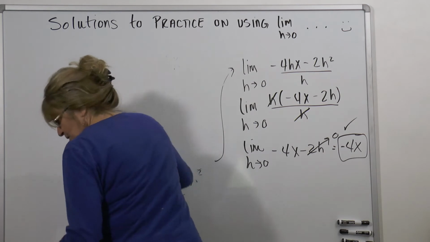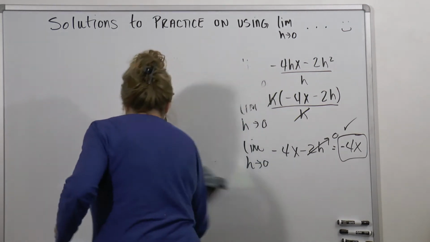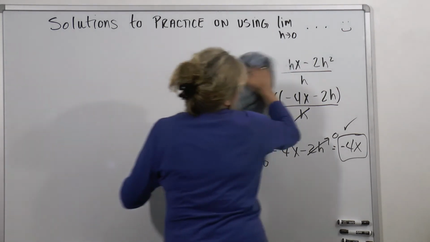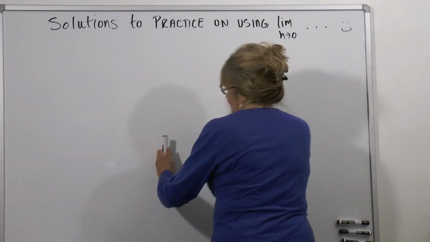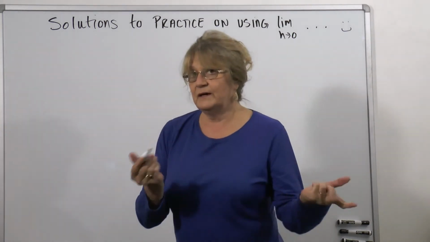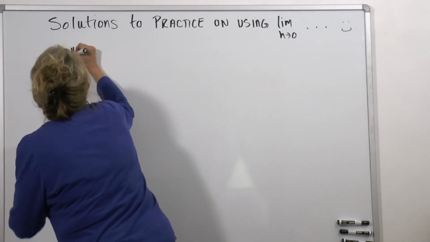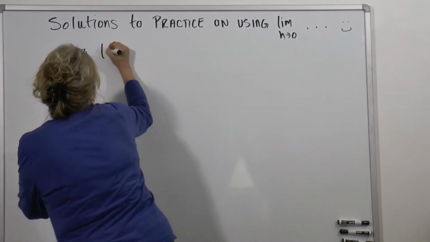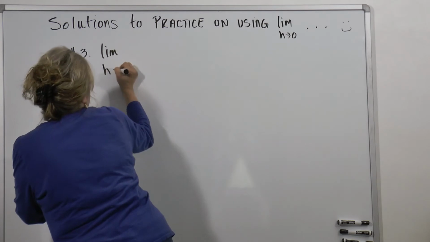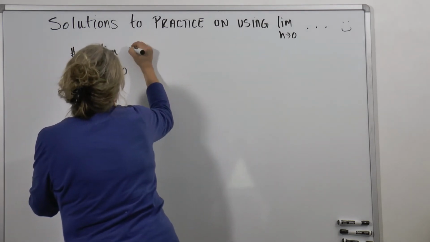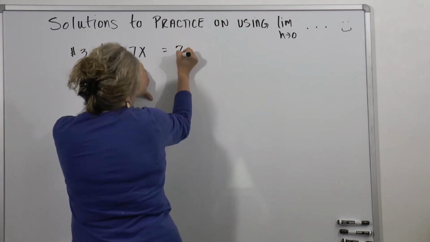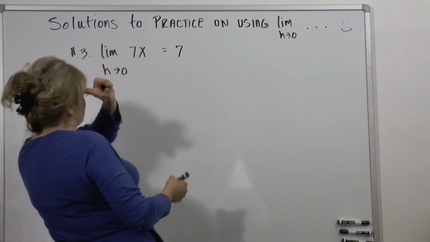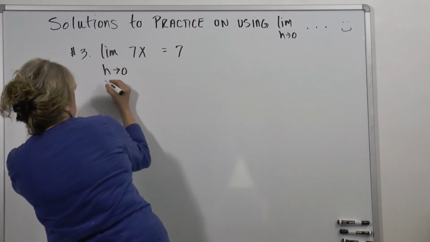Okay, so the next one is just 7x. And remember, whenever you have just x to the first power, the derivative is just going to be whatever the coefficient is. The limit as h goes to 0 of 7x, well, we know that this is just going to be 7. So now we're going to show that using our limit thing, we actually get that.